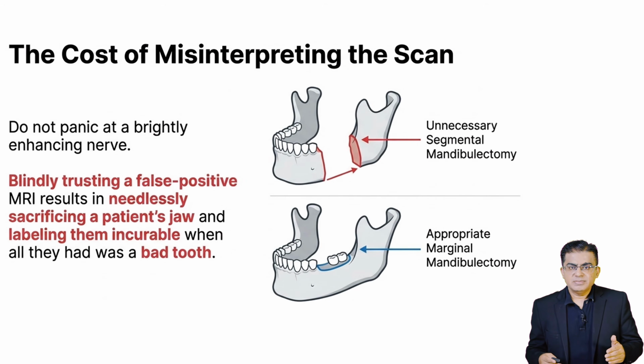Here is a clinical trap. If you do not understand that 15% false positive rate, you will look at that brightly enhancing nerve, get panicked and drastically change your surgical plan. You will subject that patient to a massive segmental mandibulectomy, needlessly cutting out a huge block of bone when all they really had was a bad tooth or biopsy inflammation.